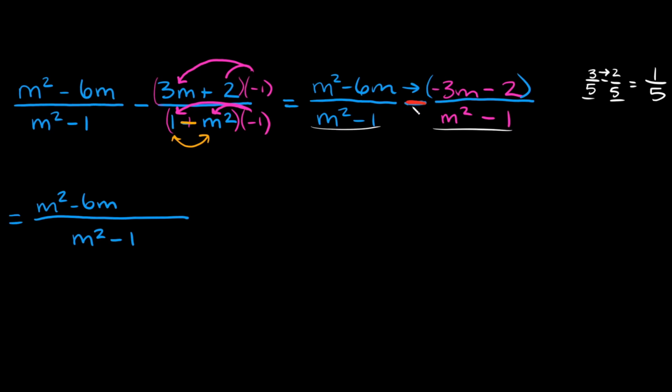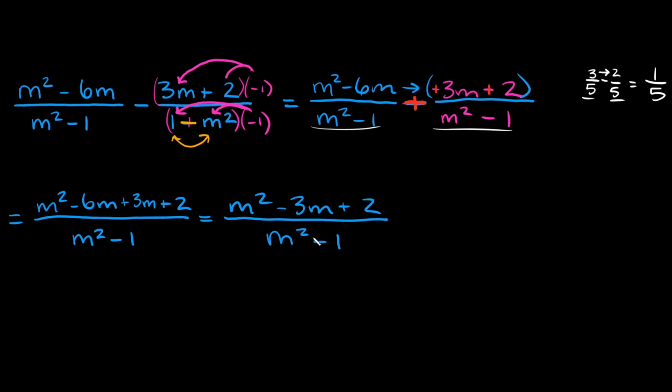So when you distribute this minus sign, this negative 3m turns into a positive 3m, and this negative 2 turns into a positive 2, right? And then this minus sign turns into a plus sign also. Okay, so we're going to have plus 3m plus 2 on top, right? Plus 3m plus 2. Okay, so we can keep simplifying this a little bit more. On top, we're going to have m squared. And then here, negative 6m plus 3m, that's equal to negative 3m, right? So minus 3m, and then plus 2 at the end, plus 2. And then at the bottom, we still have the m squared minus 1, okay?